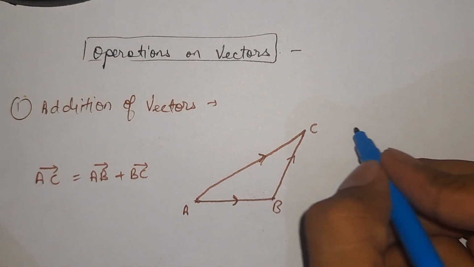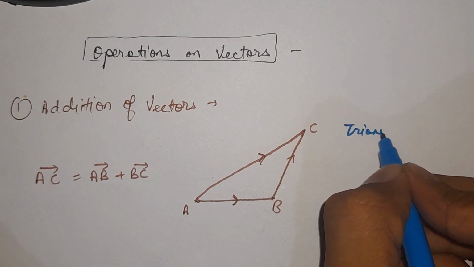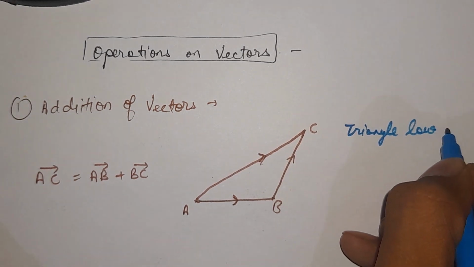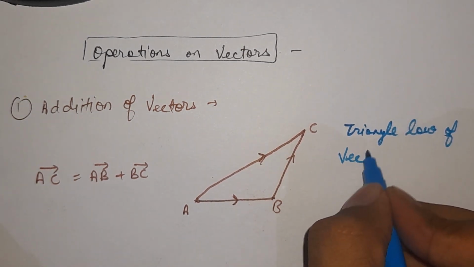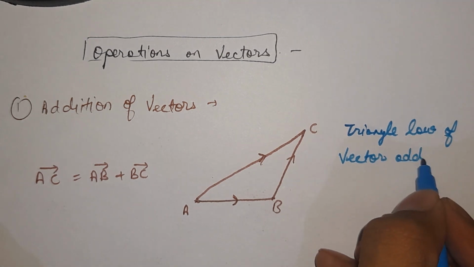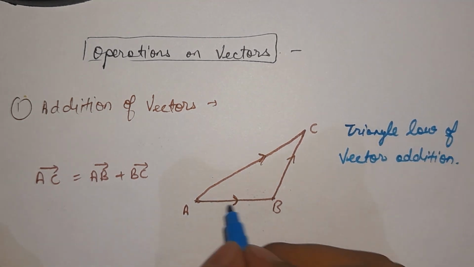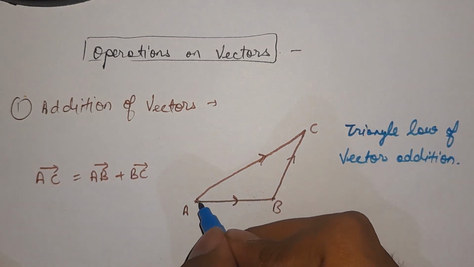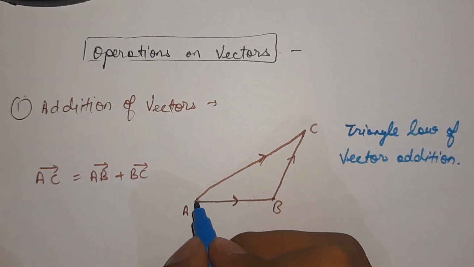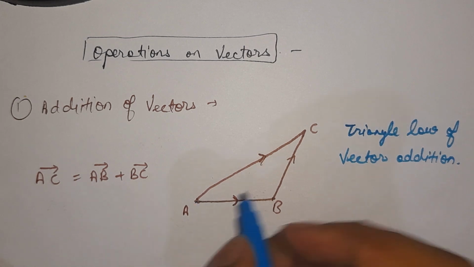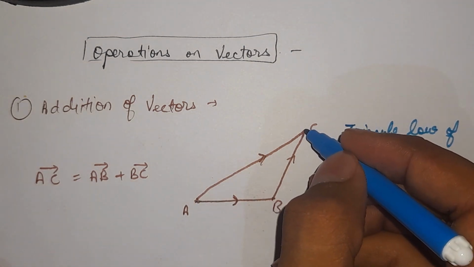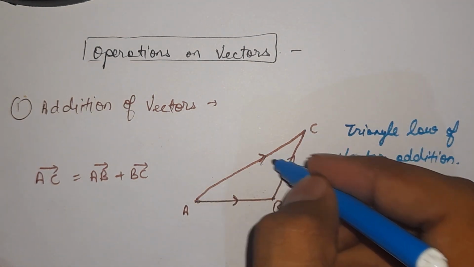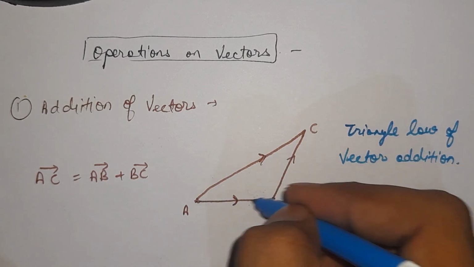This is called the triangle law of vector addition, because this is forming a triangle where AB is a vector, BC is a vector, and the initial point of AB vector and the final point of BC vector, if we join these two points, we will get the sum of AB vector and BC vector.